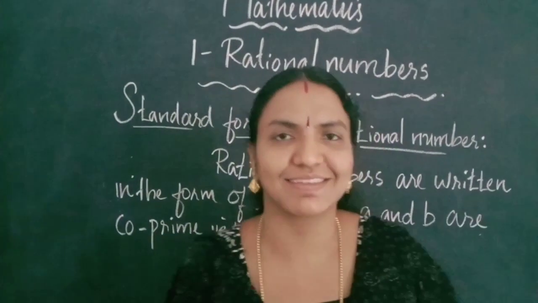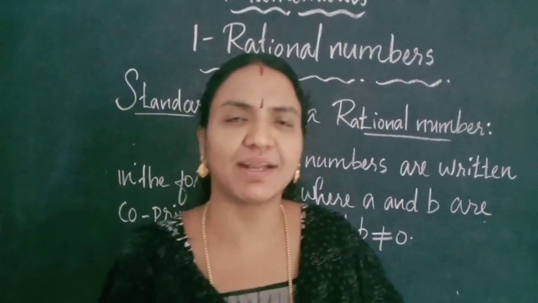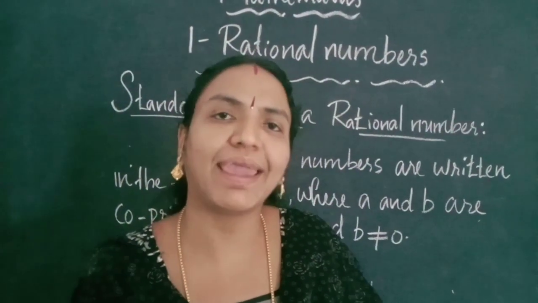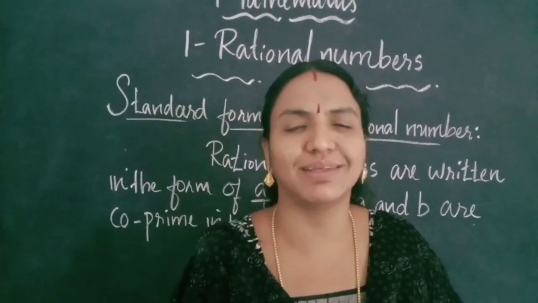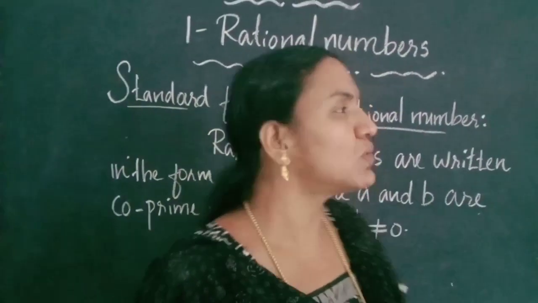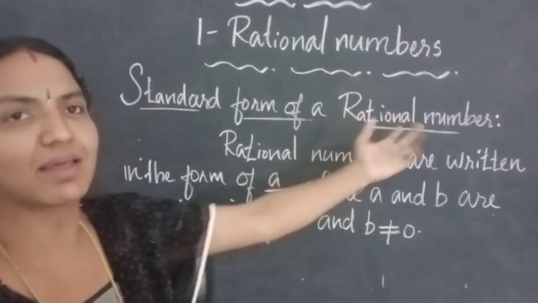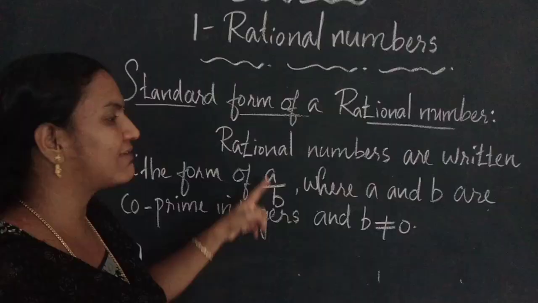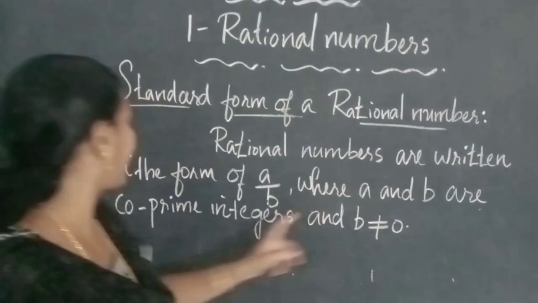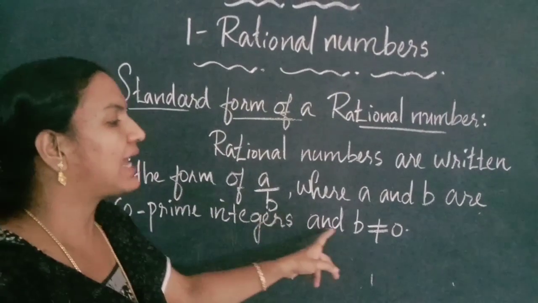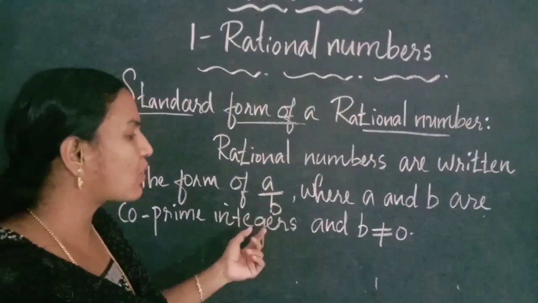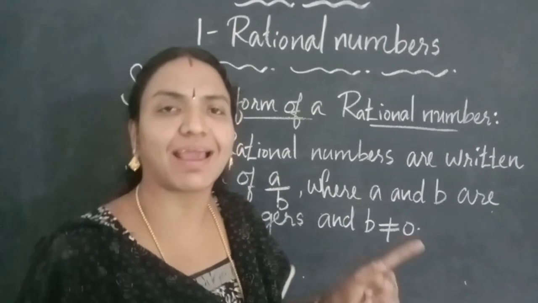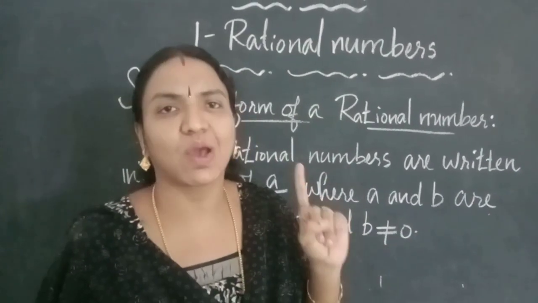Next, we will discuss the standard form of a rational number. Rational numbers are written in the form of A divided by B, where A and B are co-prime integers and B is not equal to 0. What is co-prime? Co-prime means two natural numbers that have only one as a common factor.